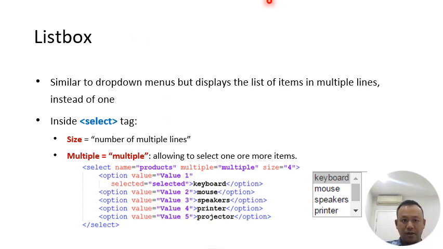And options are the individual options within the list box, similar to a drop-down menu. Each option tag represents one choice in the list, and the value attribute defines the value sent to the server when the corresponding option is selected, and the text between the option tags here is the visible label for the option, for example keyboard, mouse, speaker, printer, and projector.